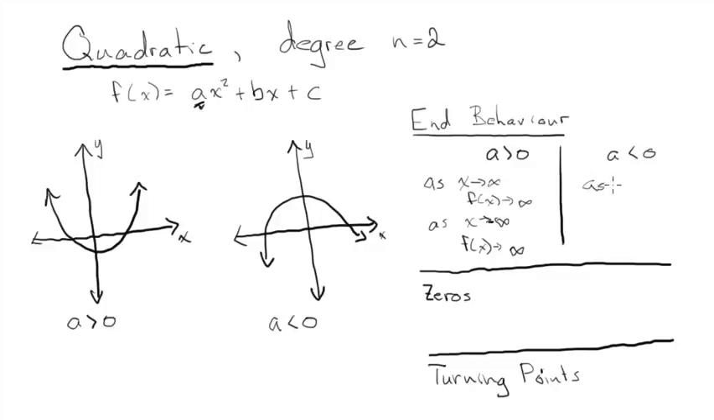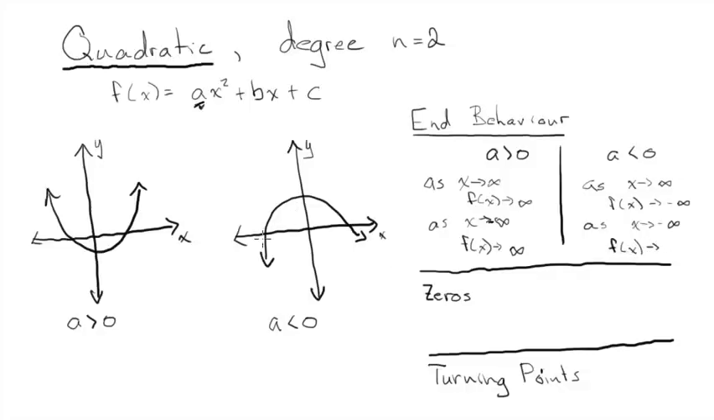For an a value which is negative, so this is a parabola opening down, we would have just the opposite. As x goes to infinity, as we move along the parabola in this direction, we're going down and down and down, so f of x is going towards negative infinity. It just keeps getting larger and larger in the negative direction. The exact same thing happens on the other side of the parabola.